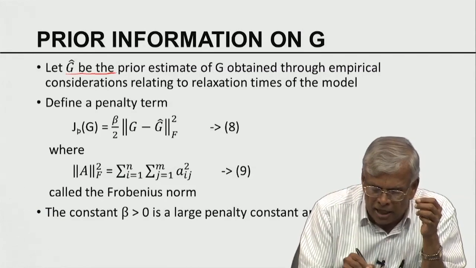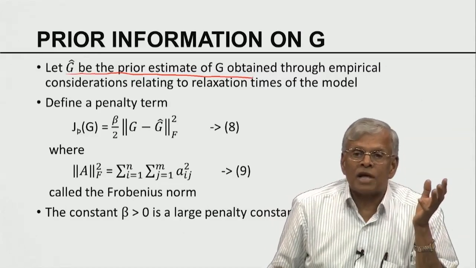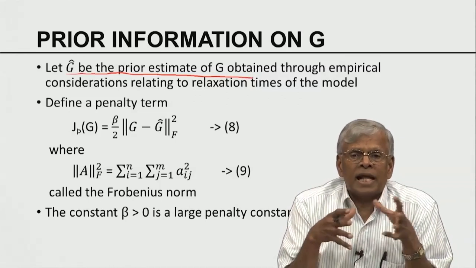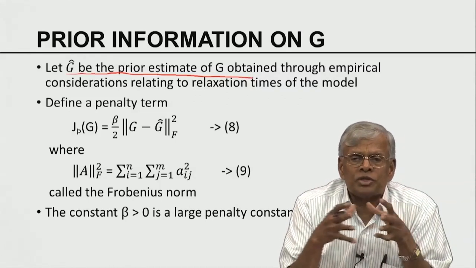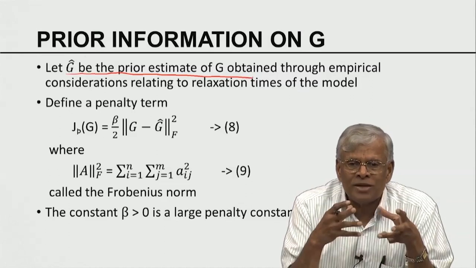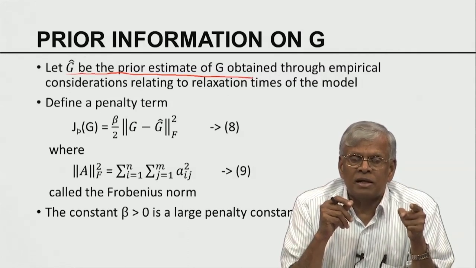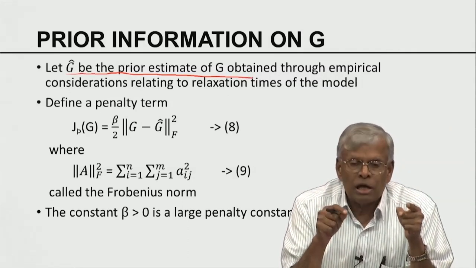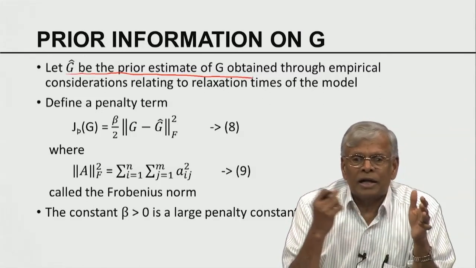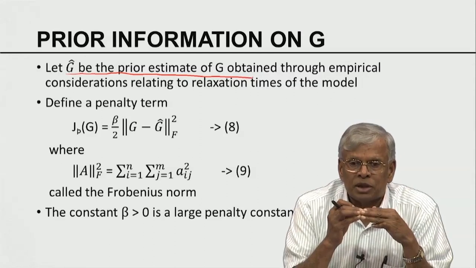So they said, let G hat be the prior estimate of G obtained through empirical consideration relating to the relaxation times of the model. Quite a lot of time scale analysis of the models has been done. So they know which time scales respond to what type of forcing, and they didn't want that knowledge to go to waste. They wanted to take advantage of the earlier estimates. So let G hat be a prior information. You can see now they are combining a prior and the new information coming from the forecast errors. They would like to combine the two types of objective functions.